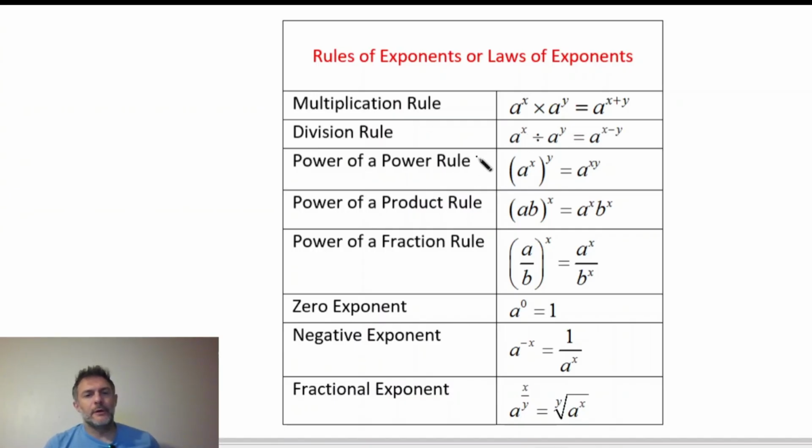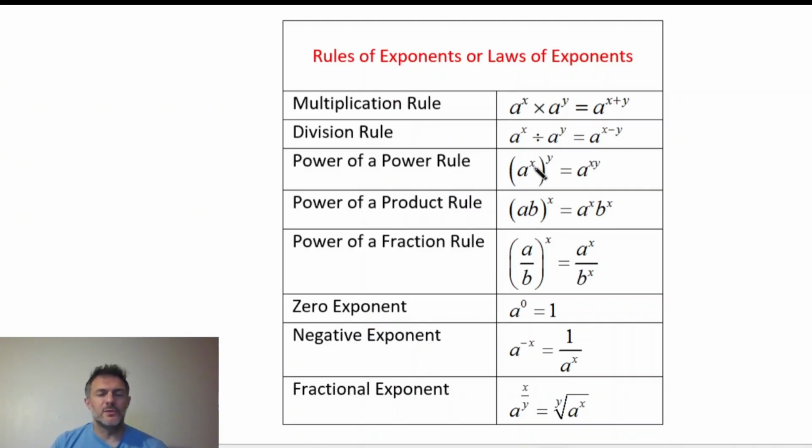We have power of a power rule. So if you raise a power to a power, you are multiplying those. So this power a to the x, this exponent here is being multiplied by the y, and you get a to the xy power. Again, those are numbers in the cases we're going to be working with. Those x and y's are going to be actually numbers. Those are just kind of placeholders for the time being.